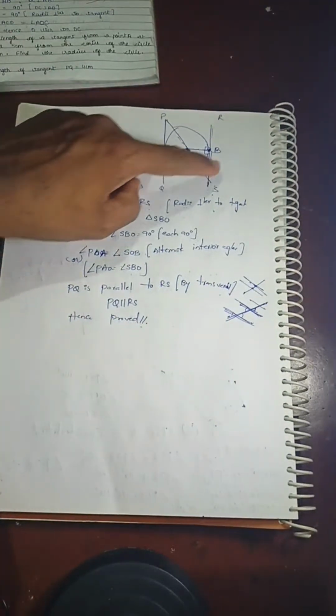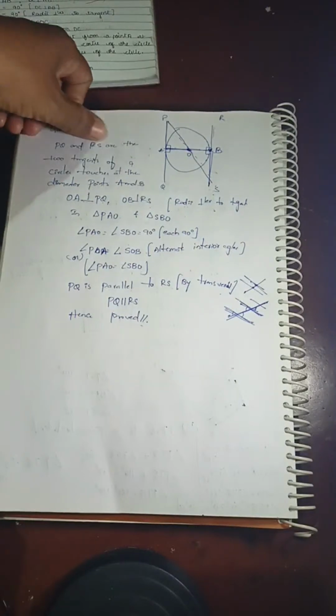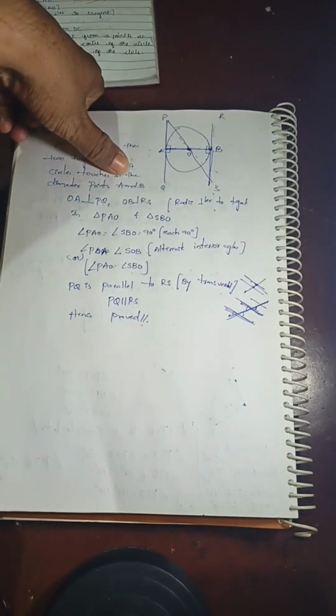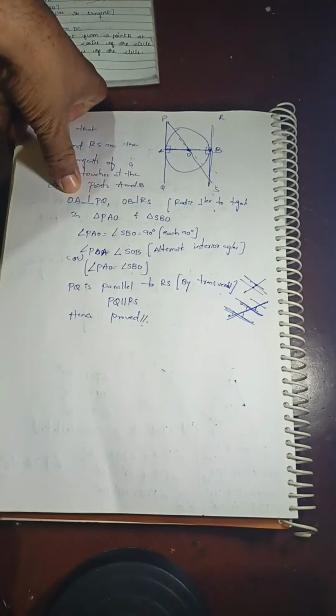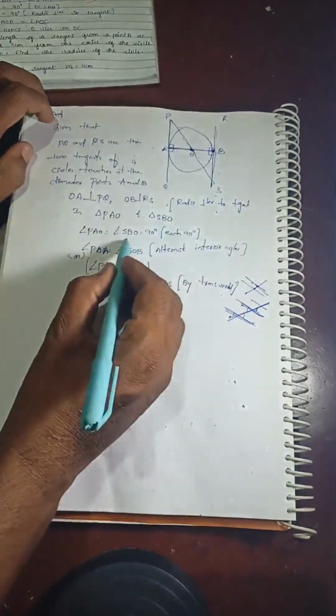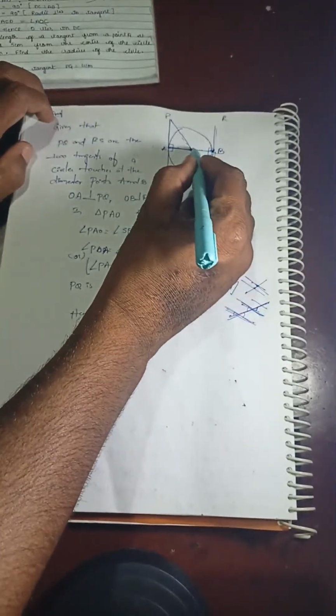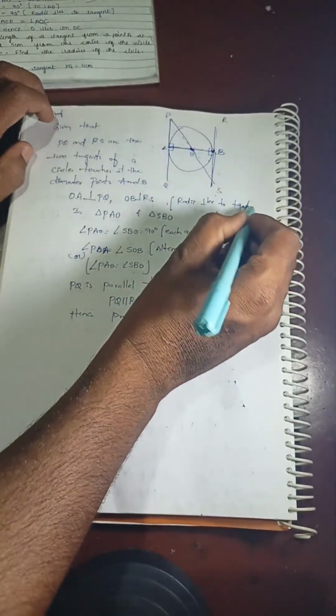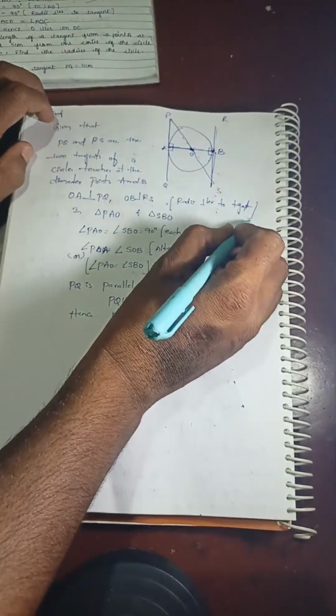That's it. Very simple. The circle which is having the diameter, on both the ends of the diameter we are having two tangents. Given that PQ and RS are the two tangents of a circle touching at the diameter points A and B. OA is perpendicular to PQ, OB is perpendicular to RS. Why? Because these are the two radii, and the radius is perpendicular to the tangent.